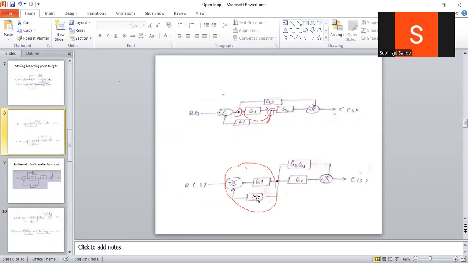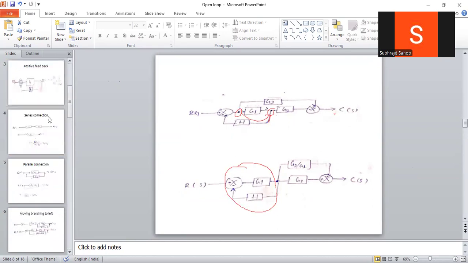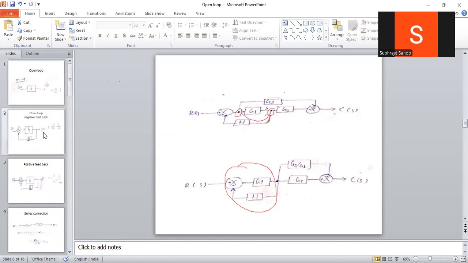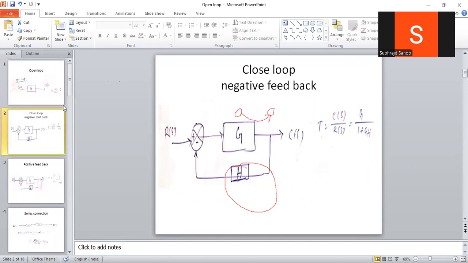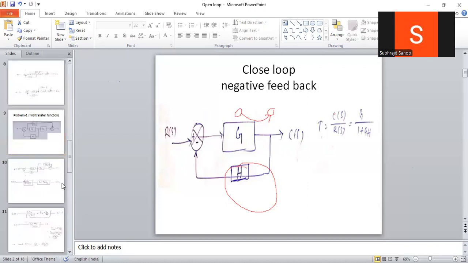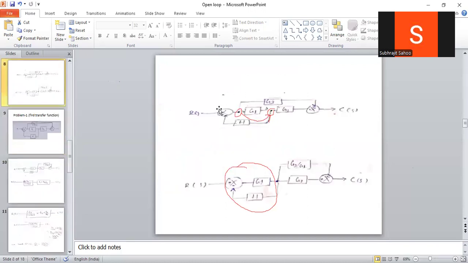See, G1 H, G1 H. So the transfer function becomes... how is it possible? It is possible by moving this branching point to the right only. If I get this type of structure, then I can calculate the transfer function by using this formula.